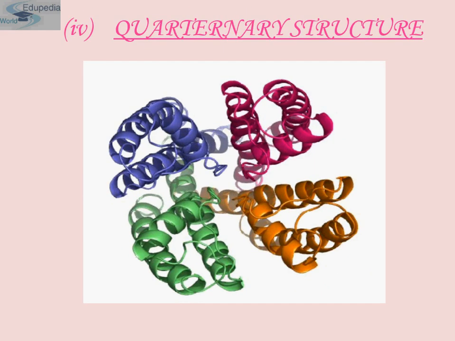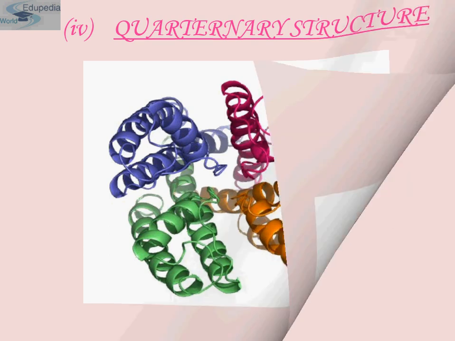Now come to the quaternary structure of protein. Many proteins are made up of multiple polypeptide chains. They are often referred to as protein subunits. These subunits may be the same, as in a homodimer, or different, as in a heterodimer. The quaternary structure refers to how these protein subunits interact with each other and arrange themselves to form a larger aggregate protein complex. The final shape of the protein complex is once again stabilized by various interactions including hydrogen bonds, disulfide bridges and salt bridges.